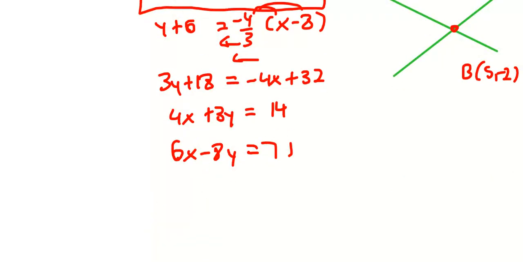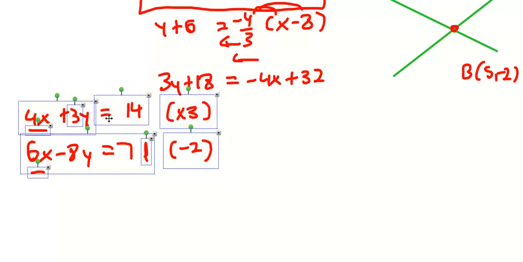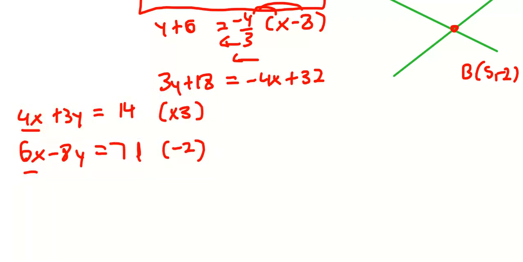Pick a letter to get rid of. We get rid of X. Okay, good choice. All right, I'm going to multiply the top equation by, see 4 and 6, I'm going to turn them into 12s. So you're going to multiply the top equation by 3, and you're going to multiply the bottom equation by minus 2. And if I do this, I should get a plus 12x and a minus 12x, and that should work out nicely. Okay, so 12x plus 9y equals 42, minus 12x plus 16y.